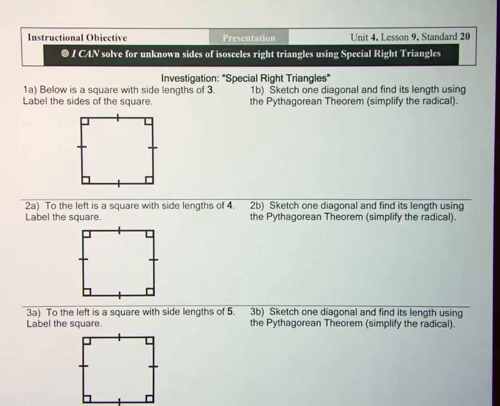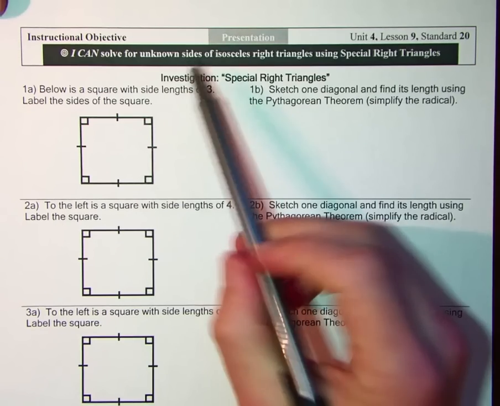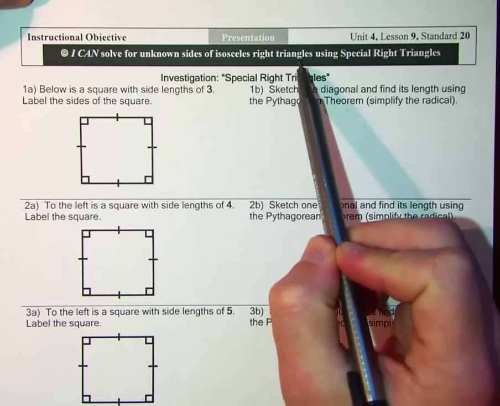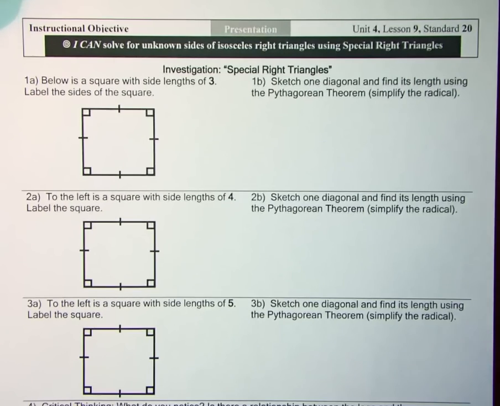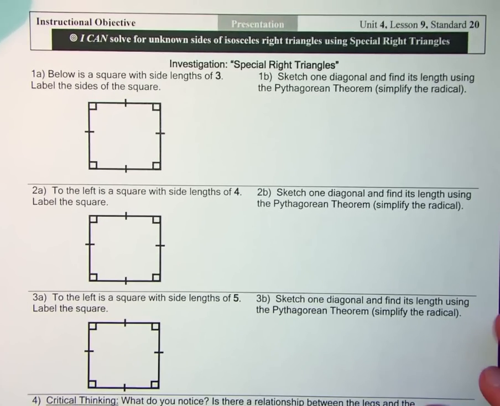Geometry Unit 4, Lesson 9. I can solve for unknown sides of isosceles right triangles using special right triangles. So we're going to talk about what special right triangles are in just a moment.